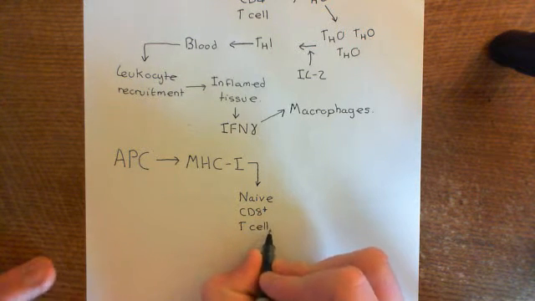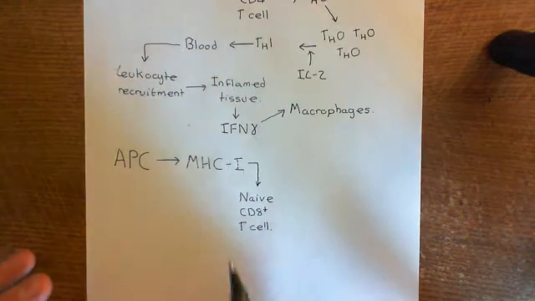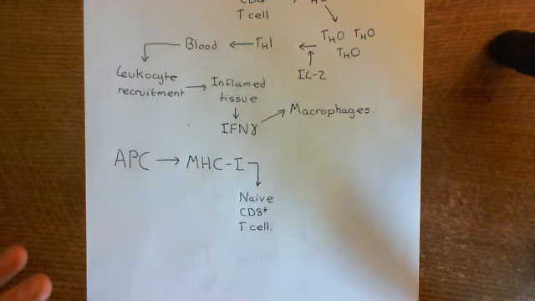CD8 is a molecule on the surface of certain T cells. Now, T cells either have CD4 on their surface or they have CD8 on their surface. You do not have T cells, at least not mature T cells, which have both on their surface. So you are either a CD4 positive T cell or you are a CD8 positive T cell. So the lymph nodes consist of a mixture of both CD4 positive T cells and also CD8 positive T cells.